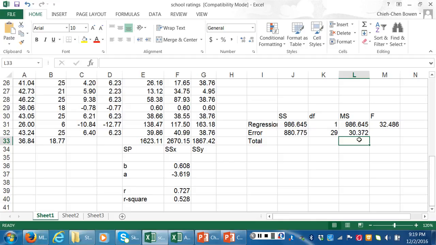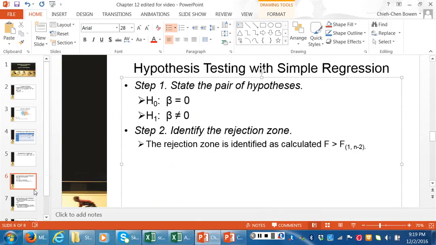So here are all the values. And remember how we do a hypothesis test? Step number 1, you state the pair of hypotheses. In a hypothesis test for simple regression, we only have 1 beta weight for the entire equation. So beta equals 0 or beta not equals 0. And identify the rejection zone. It's going to be determined by 2 degrees of freedom. The first one is the degrees of freedom associated with the regression. The second one is the degrees of freedom associated with the error term.